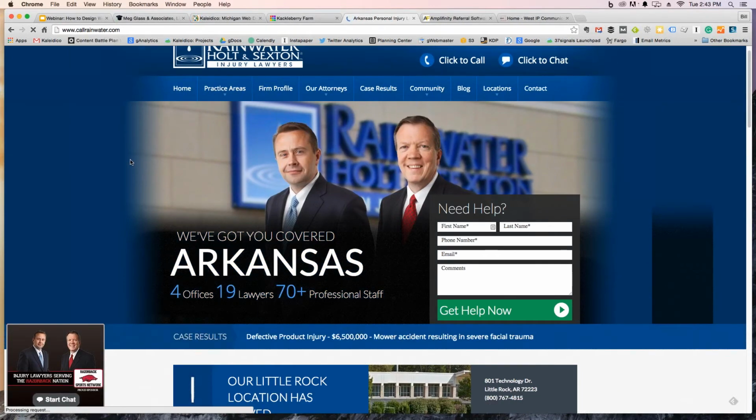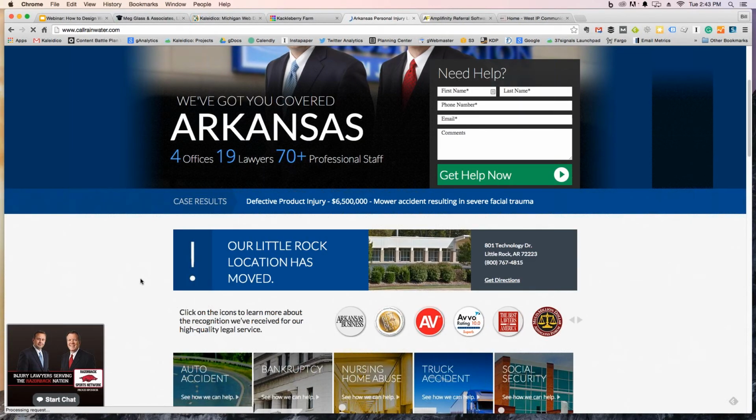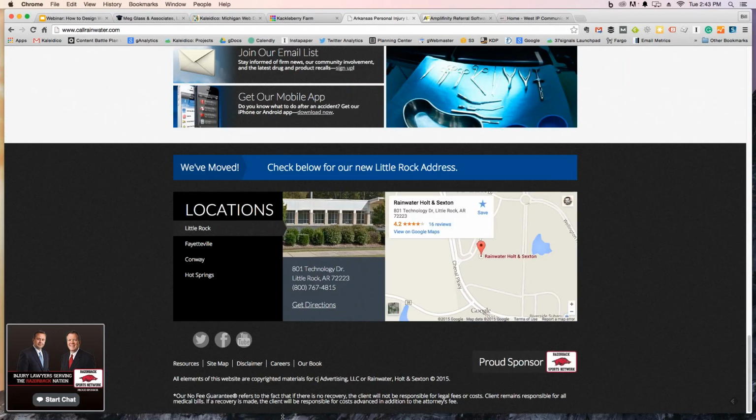You'll see a lot of insurance, mortgage brokers, and attorneys do some of this stuffing where they'll go down to the bottom and just list. Actually, this is done in a good way. Locations, they've got some of the keywords and locations, but you'll see on some websites where they'll just stuff every single area that they serve. So you've got to be really careful about that.